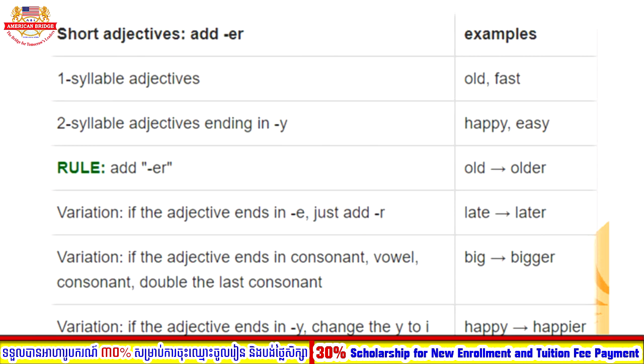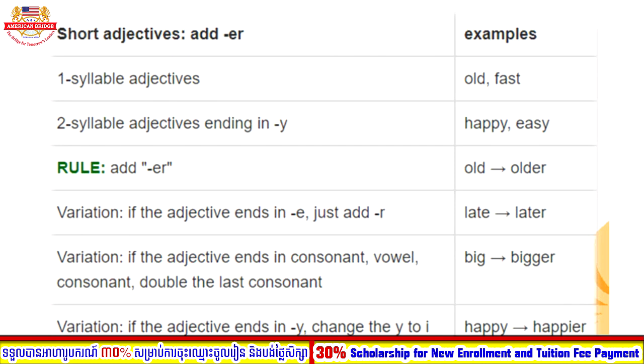Okay, like the word old to older. Everyone, please note that for words that already end in E, like the word late, we don't need to add E anymore. We just add R at the end. Like the word late to later.